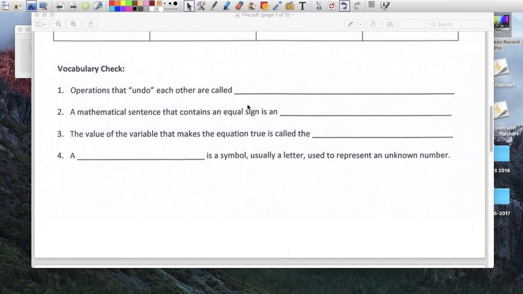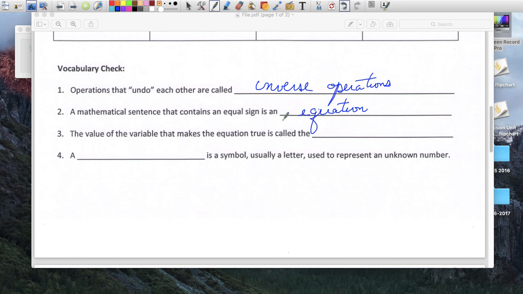Right. So operations that undo each other are called inverse operations. A mathematical sentence that contains an equal sign is an equation. The value of the variable that makes the equation true is called the solution, I think. A variable is a symbol, usually a letter, used to represent an unknown value.